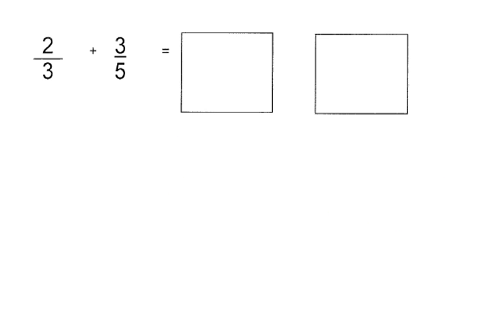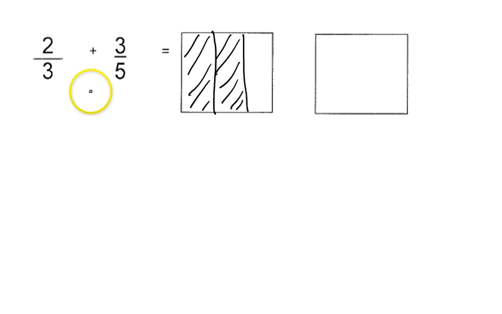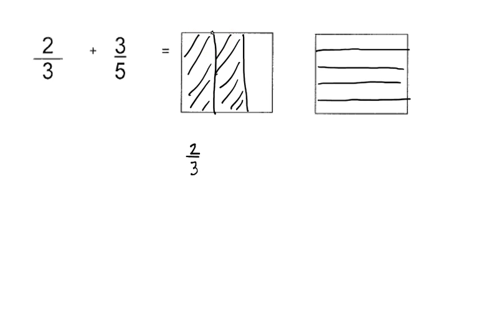Here's another example. This time we have 2/3 plus 3/5. Start by drawing my 2/3 on the first model. Here are my thirds. I'll shade in 2 of the pieces. So this shows 2/3. I'll draw my fifths on the second model. And I'll shade in 3 of those. So this shows 3/5. In order to find my like denominators, I'll now draw my fifths on top of my thirds.